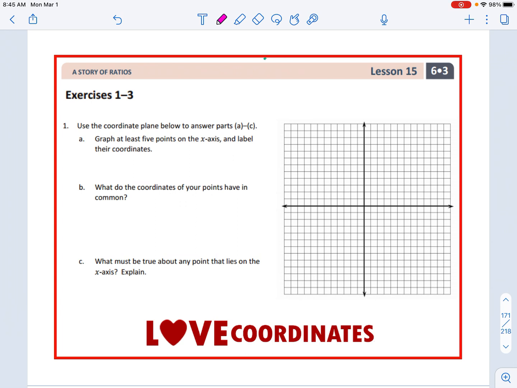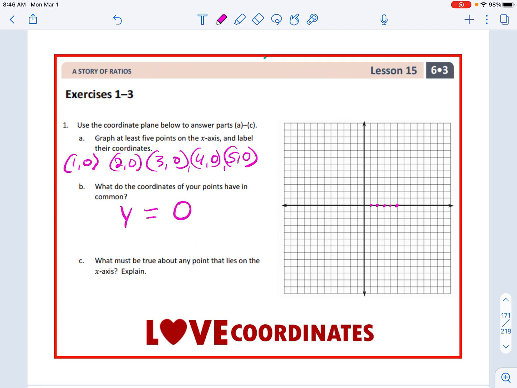Now, examples 1 through 3. Letter A says graph at least 5 points on the x-axis and label their coordinates. So I'm going to start right here: 1, 2, 3, 4, 5. So this is 1 and 0, 2 and 0, 3 and 0, 4 and 0, and 5 and 0. What do the coordinates have in common? The y is always equal to 0.